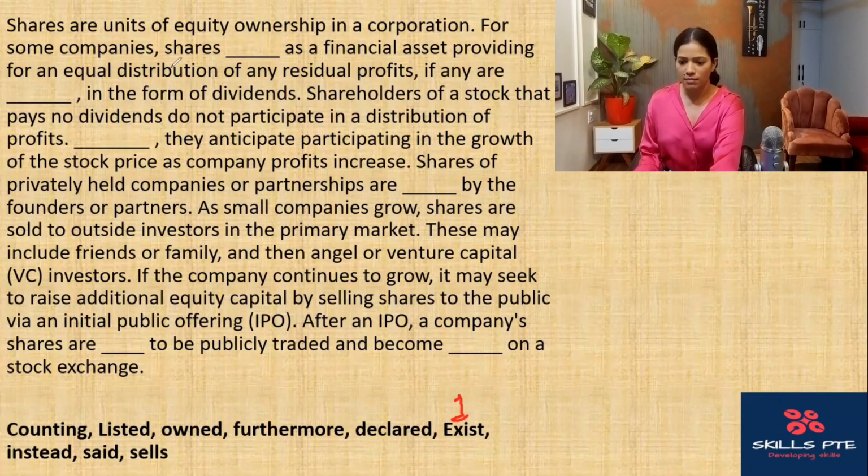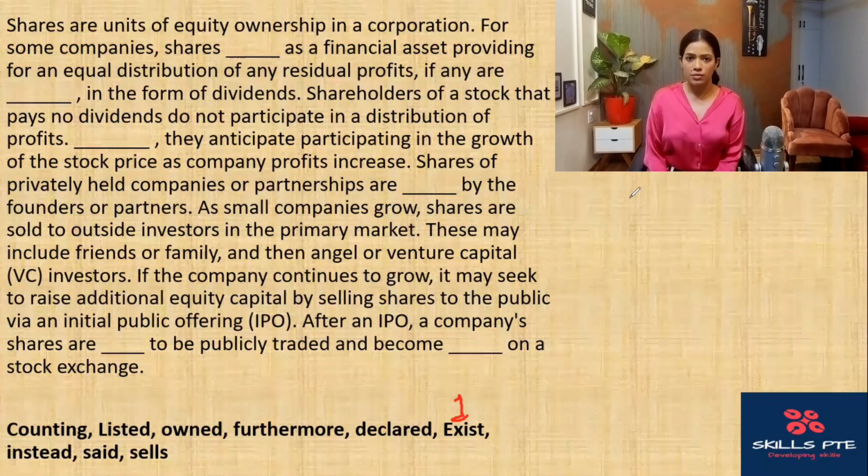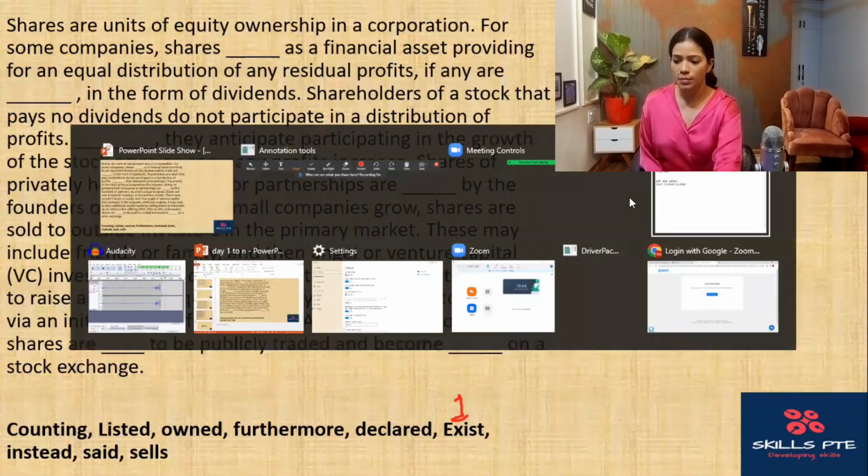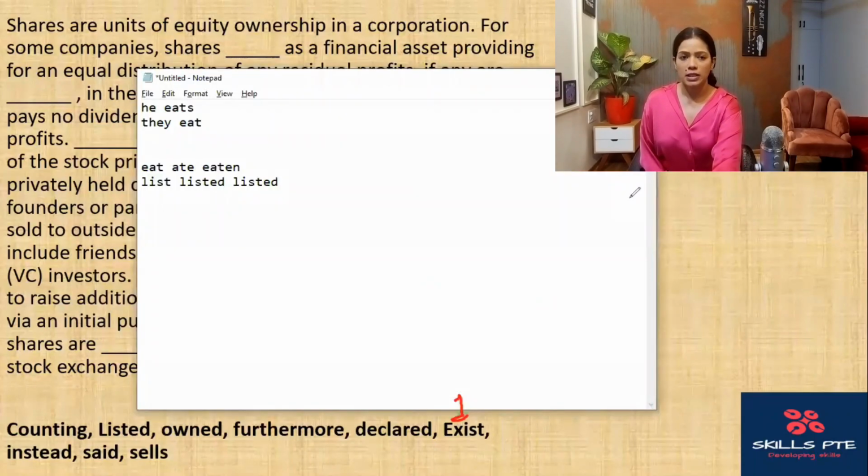I'm moving to the second blank. If any are dash in the form of dividends, after "are" what has to come? Your third form of verb has to come. What is the third form of verb? If it is eat, ate, eaten, eaten is your third form of verb. Same way, list, listed, listed, listed is your third form of verb.